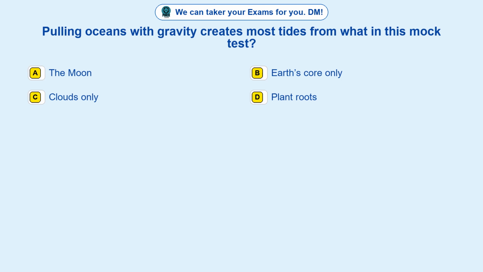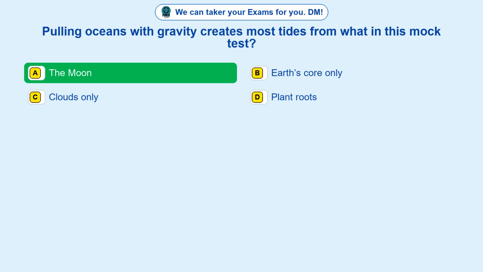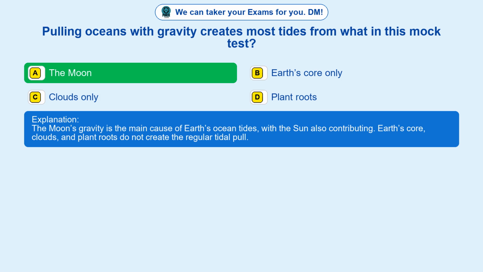Question 91. Pulling oceans with gravity creates most tides from what in this mock test? Option A, the moon. Option B, Earth's core only. Option C, clouds only. Option D, plant roots. The correct answer is option A. The moon. The moon's gravity is the main cause of Earth's ocean tides, with the sun also contributing. Earth's core, clouds, and plant roots do not create the regular tidal pull.